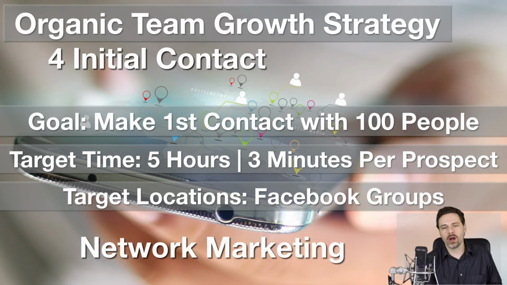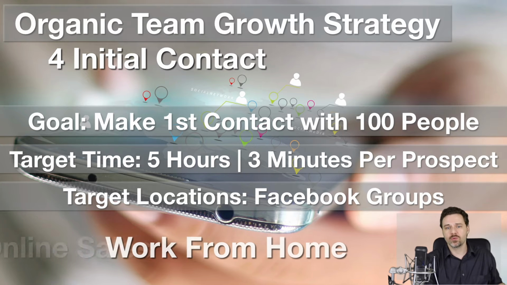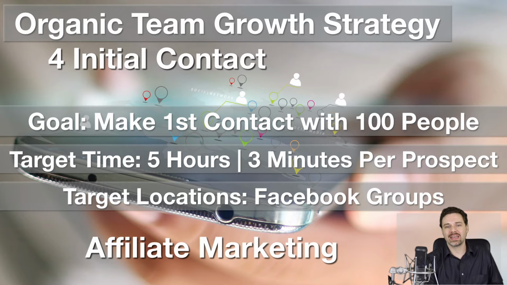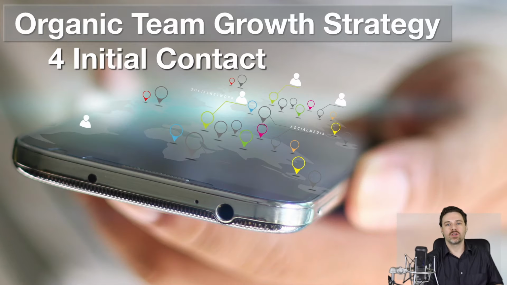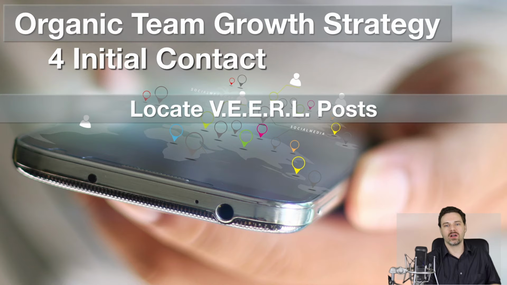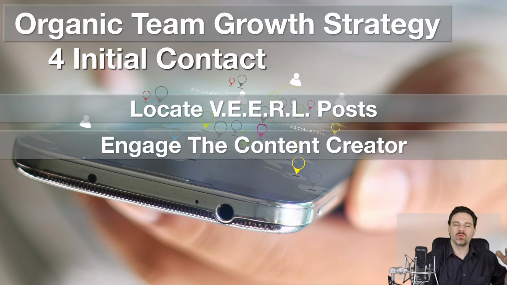We're going to be able to go to network marketing groups, multi-level marketing groups, online sales groups. You can search work from home, even affiliate marketing, and you're going to find tons and tons of different groups for that, right? So when we first reach out to them, we're going to locate those posts that have that good viral content: value, engagement, entertainment, results, lifestyle. We're going to want to reach out and engage that content creator.